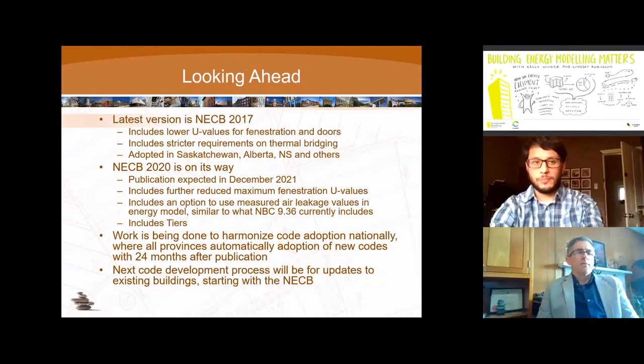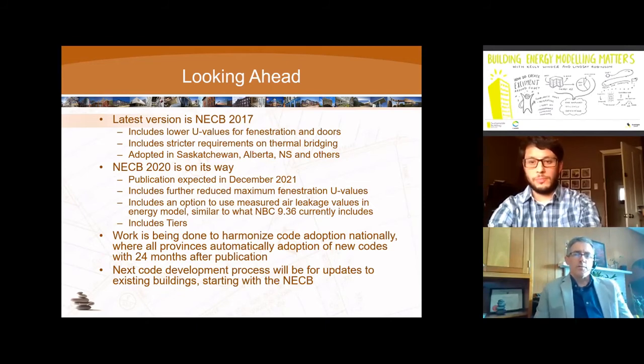So looking a little bit ahead, there are a number of jurisdictions that have implemented NECB 2017, including Saskatchewan. It includes some lower U values for fenestration and doors. One of the things that actually makes one of the biggest differences is the requirement to do some additional thermal bridging calculations. And we'll touch a little bit on that in a minute or two as well. In addition, NECB 2020 is on its way. The pandemic delayed the publication of this document by about a year, so we're now expecting it to come out in December of this year.